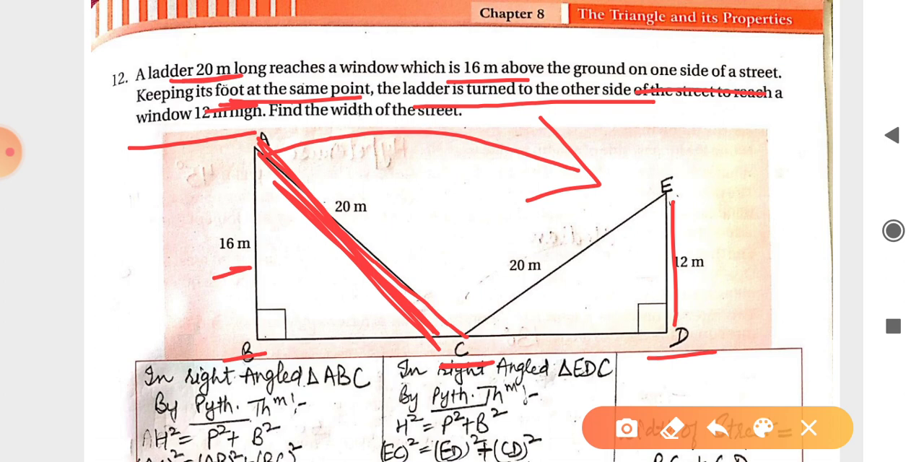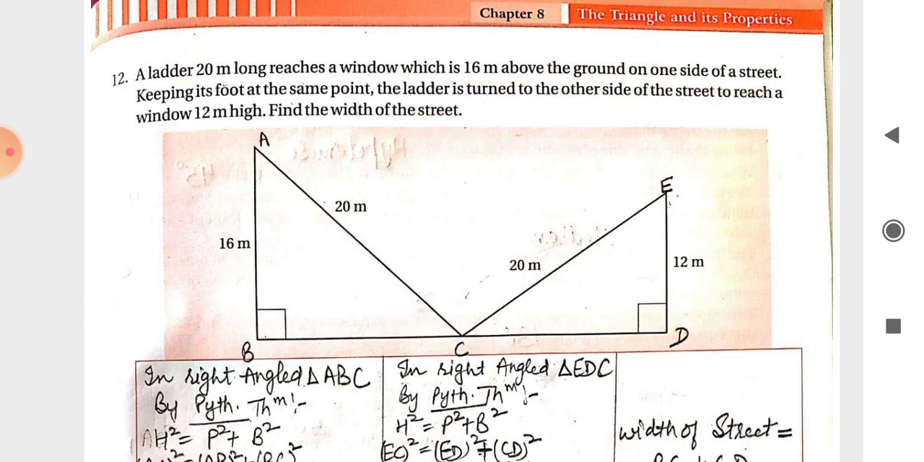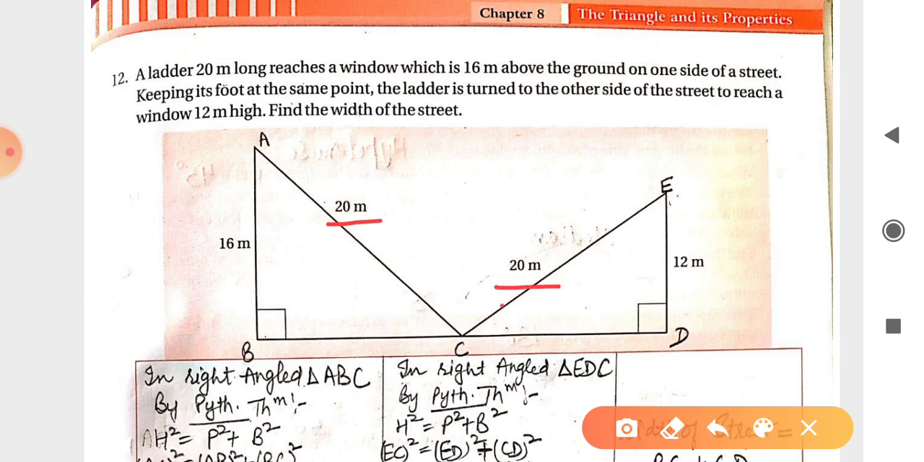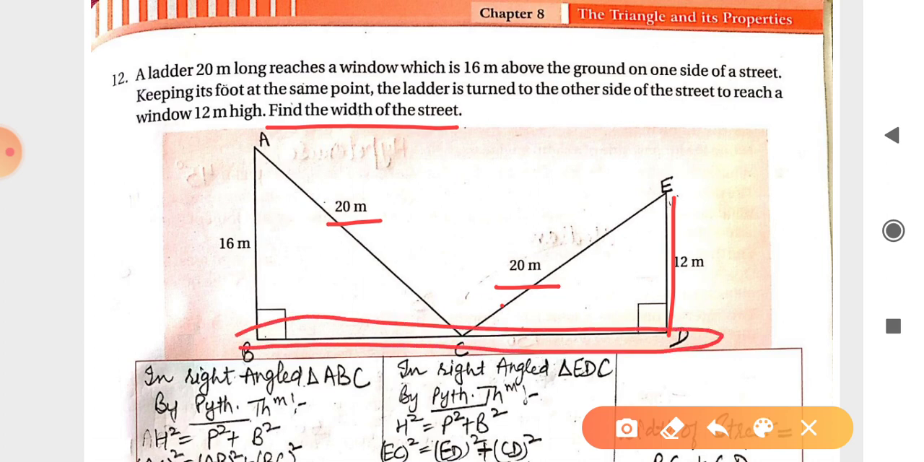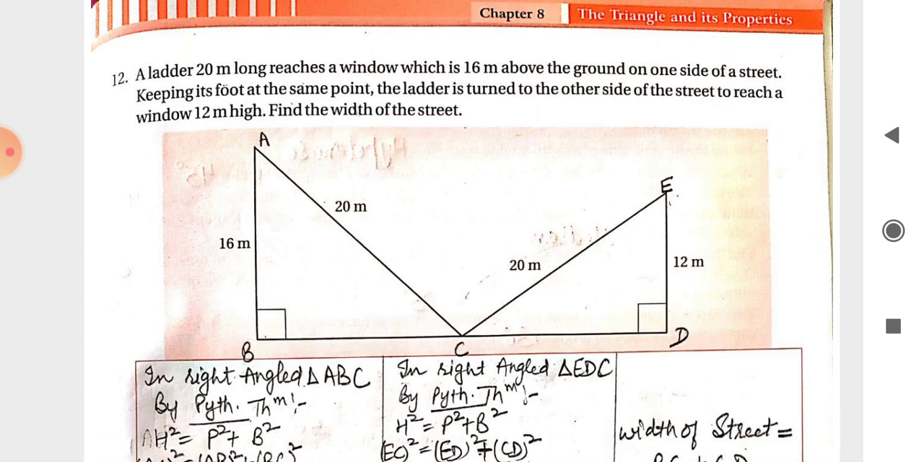Then the length of the ladder will be the same. Here the length of the ladder was 20 and here the length of the ladder is also 20, and this is 12 meter. Then we have to find the width of the street. So we have to find this length BD.